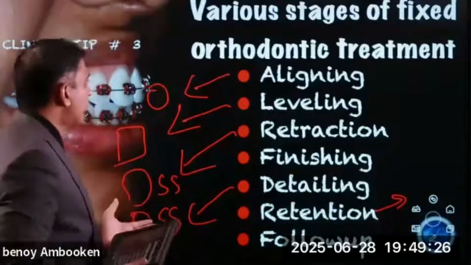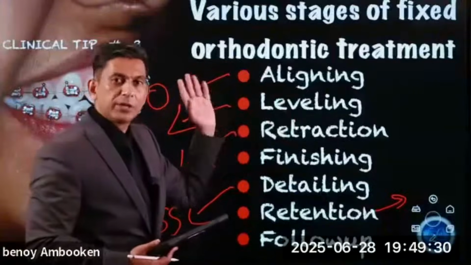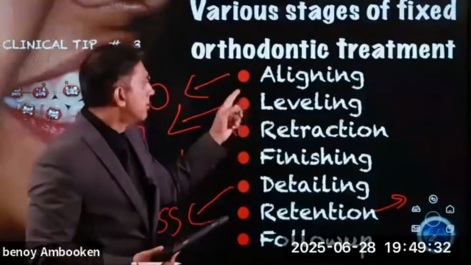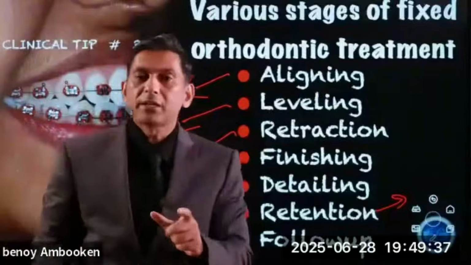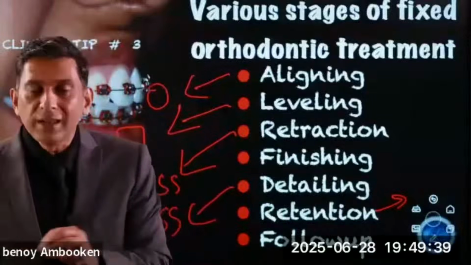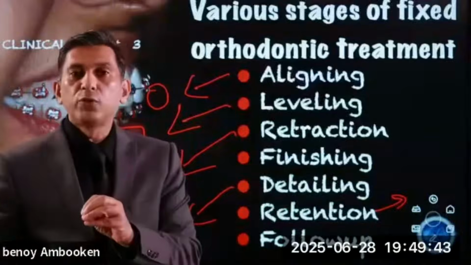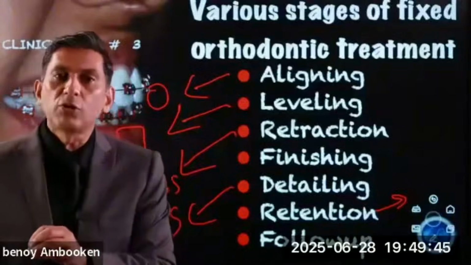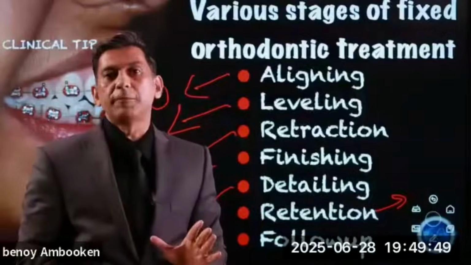We have to be very careful in the second stage. Aligning is comparatively easy. I'll be telling you the clinical points on aligning, but I will tell you the leveling is slightly a difficult stage. Many a time, many doctors don't do the leveling stage. That is with the help of a rectangular nickel titanium wire. If you don't do proper leveling stage, you are not leveling the curve of Spee. That means you are not correcting the deep bite.